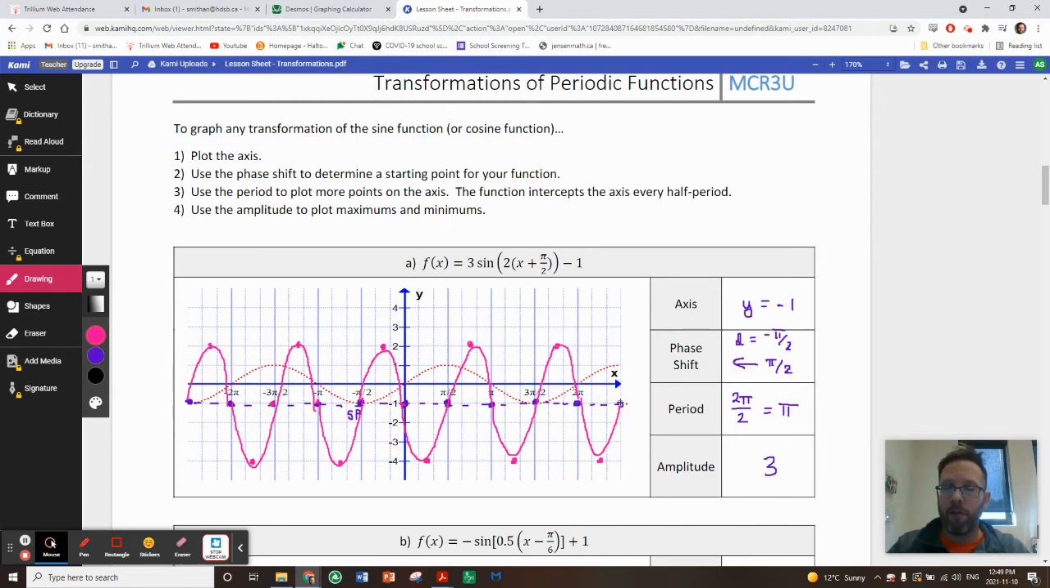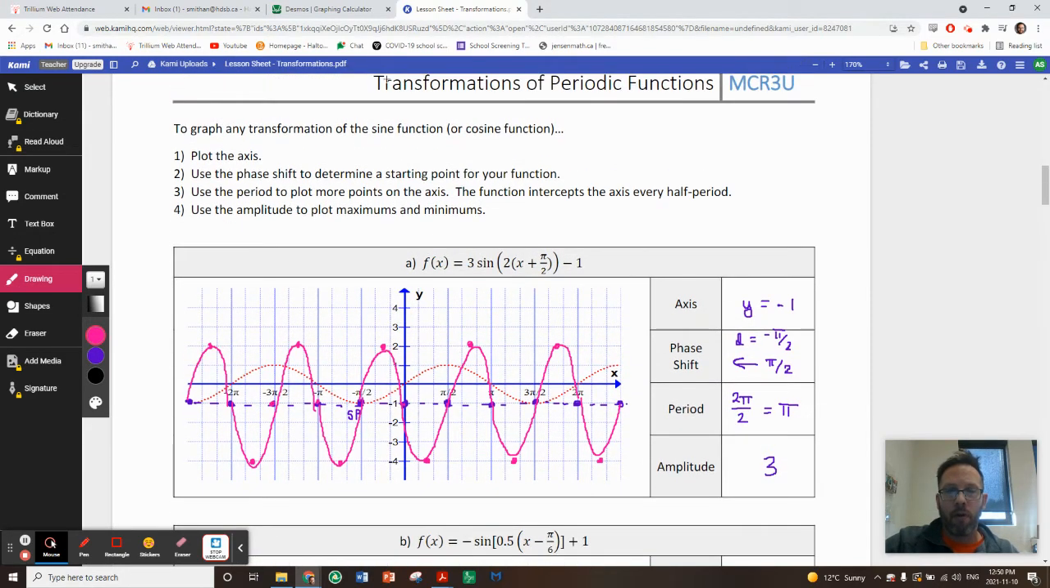Okay. So our first sketch, this process generally works good every time. Plot the axis. Think about where you're starting using the phase shift. Use the period to plot all the points on the axis where we come down every half period with the sine function. And then use the amplitude to plot your maxes and mins. You get a lot of nice points. You can draw a nice graph.